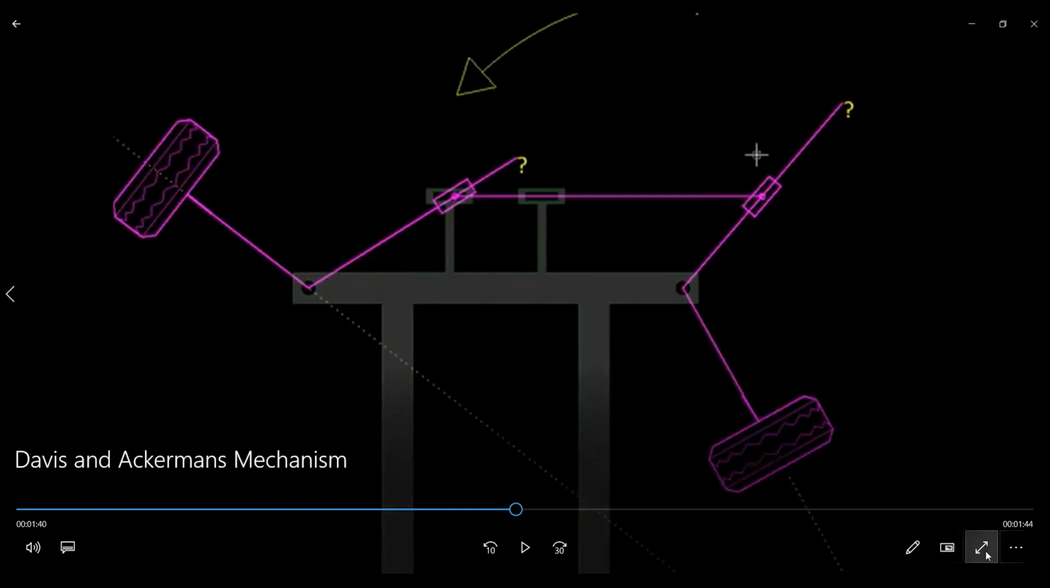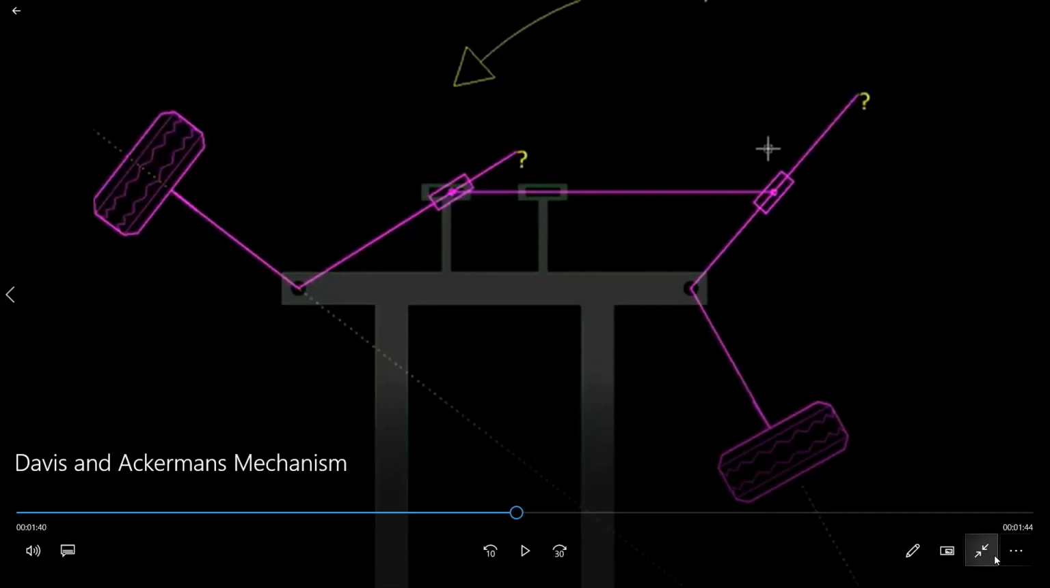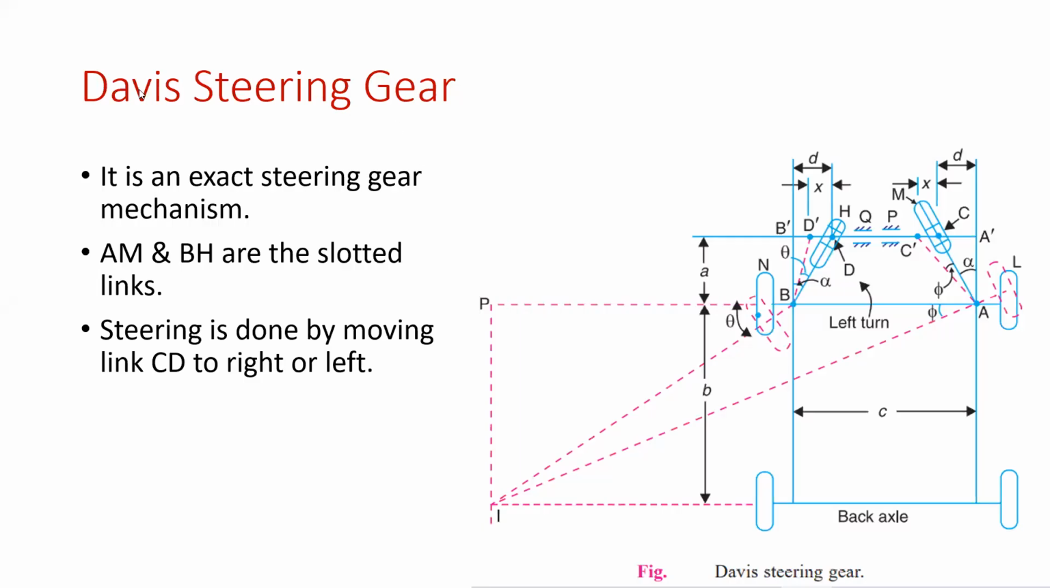So let's go back to Davis steering gear. We have seen already it is an exact steering gear mechanism. It consists of two slotted links, AM and BH, and steering is done by moving link CD to right or left, whichever turn you want.